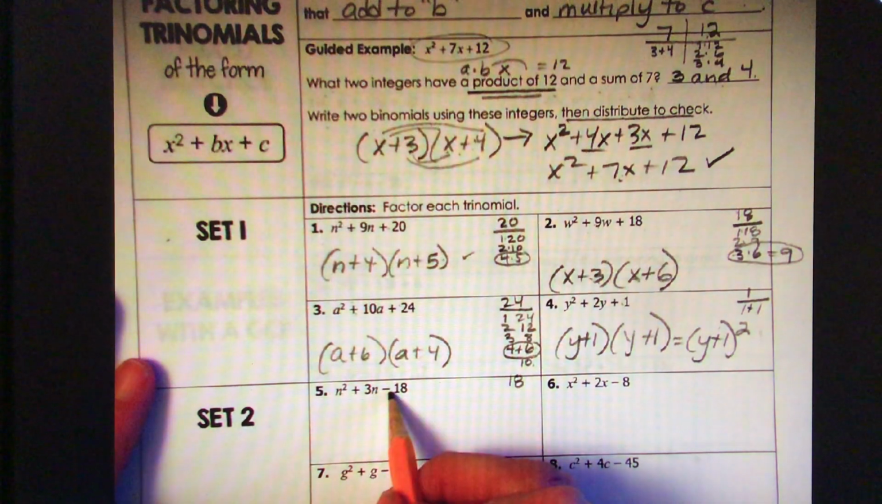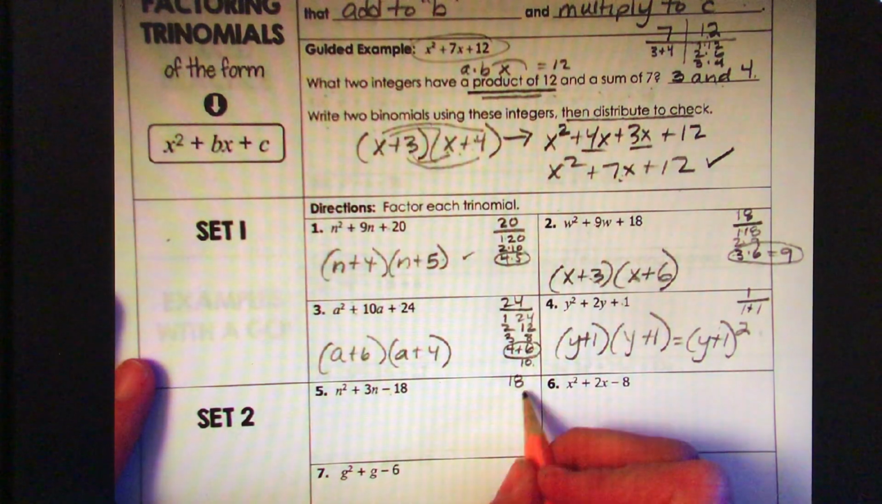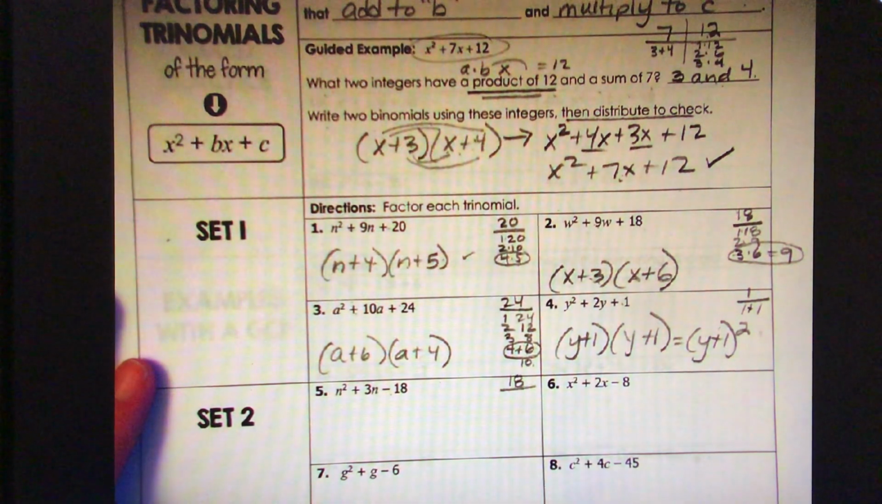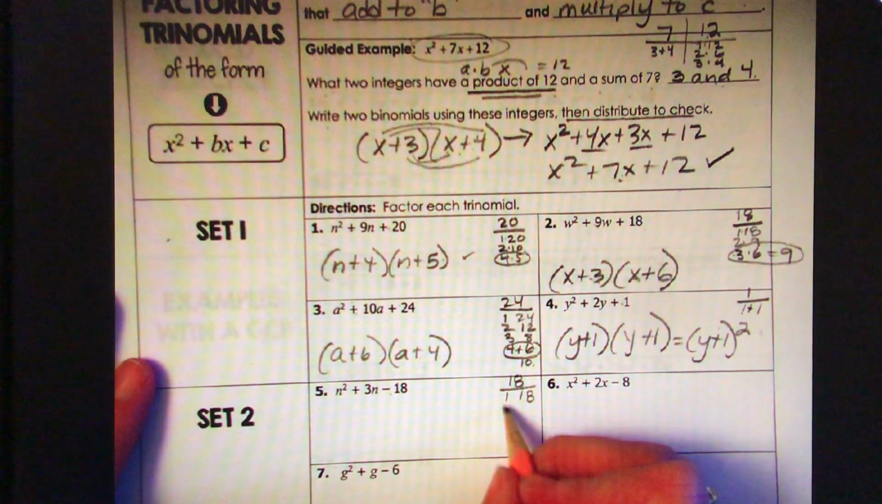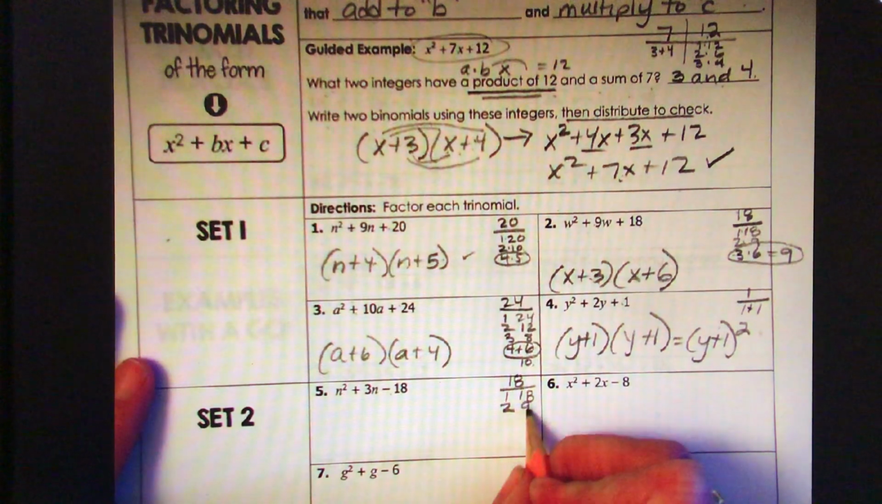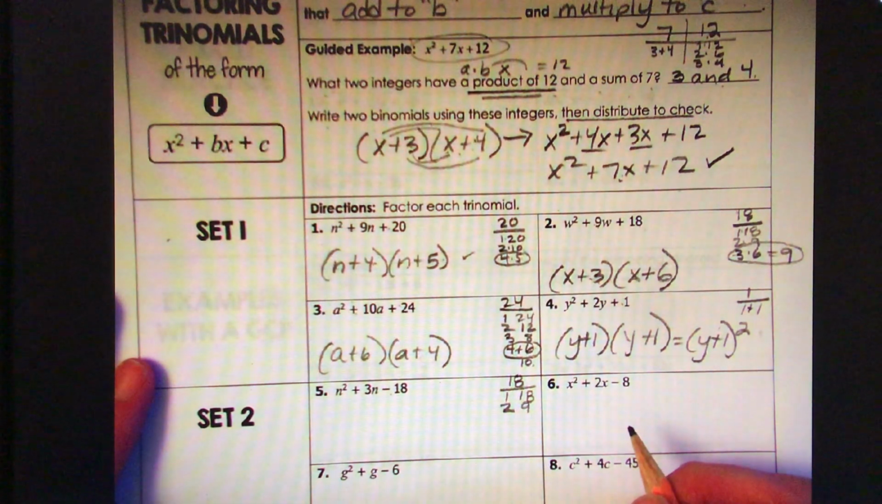And notice it's negative. Okay. Well, let's start playing around with the numbers first. We're still going to list the factors. So 1 and 18, that's not going to help. 2, I think 2 times 9 is 18. That's not going to help.